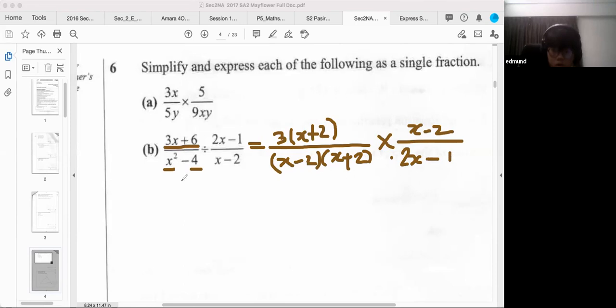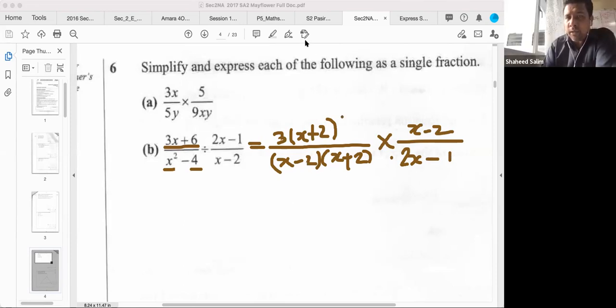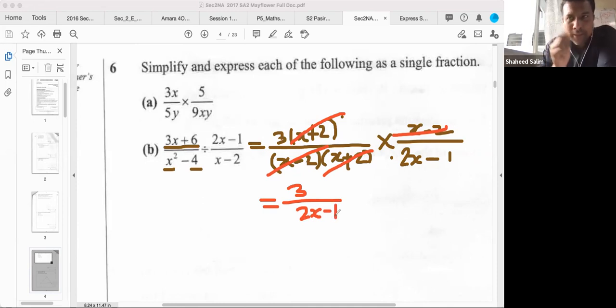Okay, now we use red to cancel. You can cancel this one. x plus 2, x plus 2. x minus 2, you can cancel. So you are left with what? You are left with 3 on top, and below is 2x minus 1. Finish. So the trick is, when you see this, ask yourself, number one, can I factorize it? Can I take out this one? Then normally they will make sure that you can cancel one with the top to the bottom. Just be careful of that.